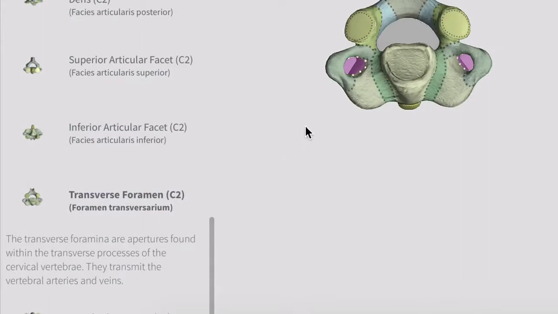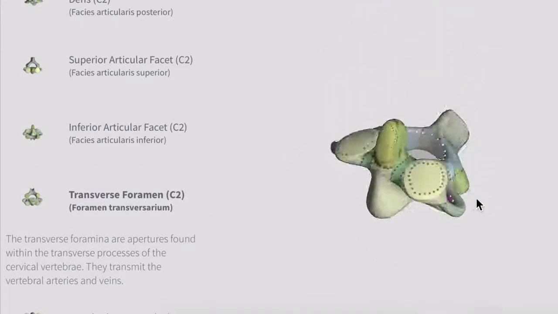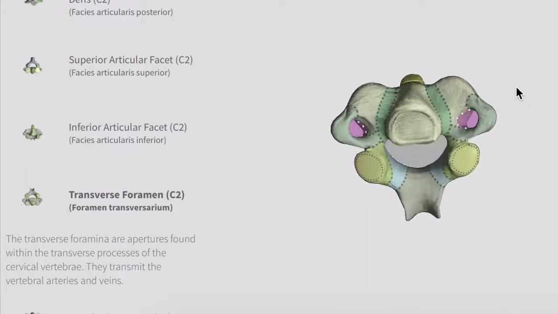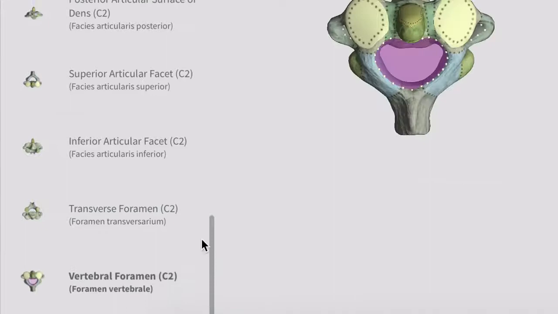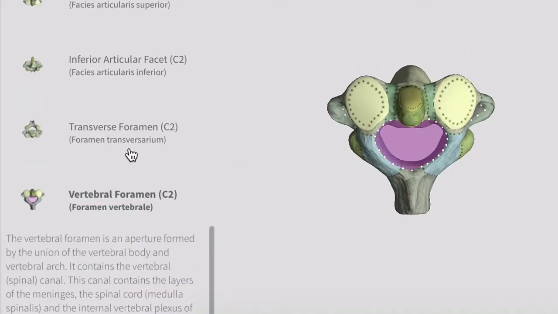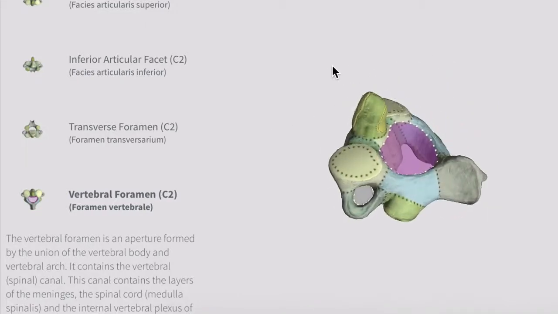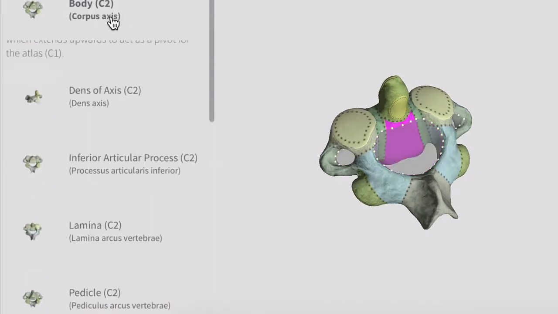And you've got the transverse foramen, which transmits vertebral arteries and veins, but I'm not entirely sure. It depends on your body structure. In most books it says that it doesn't go through that. And you have the vertebral foramen as well, which is an aperture formed by the union of the vertebral body and the vertebral arch, and this is the area through which the spinal cord runs. So this is pretty much the main bit.